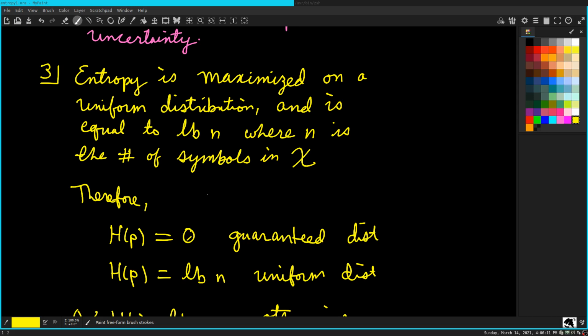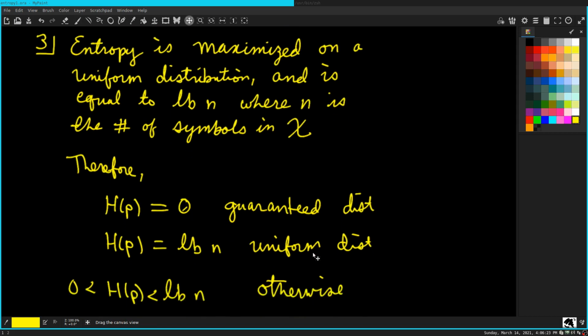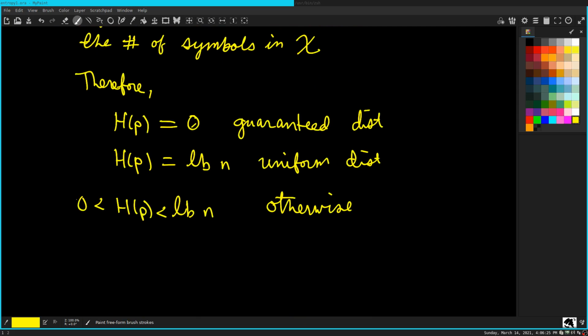So, entropy is equal to 0 if and only if it is the guaranteed distribution. Entropy is equal to log of n if and only if it is the uniform distribution. Otherwise, entropy is strictly between 0 and log of n.